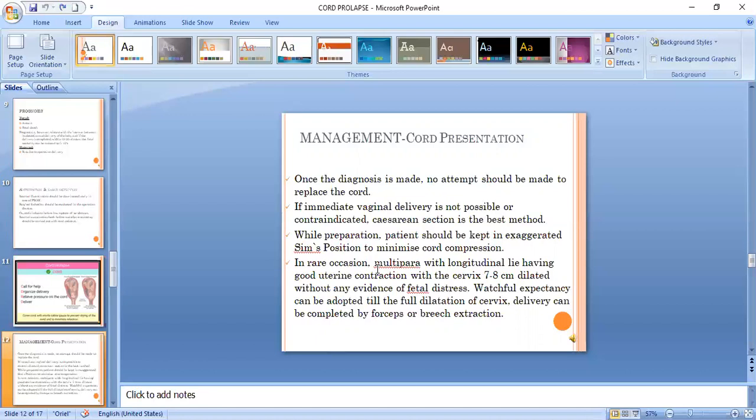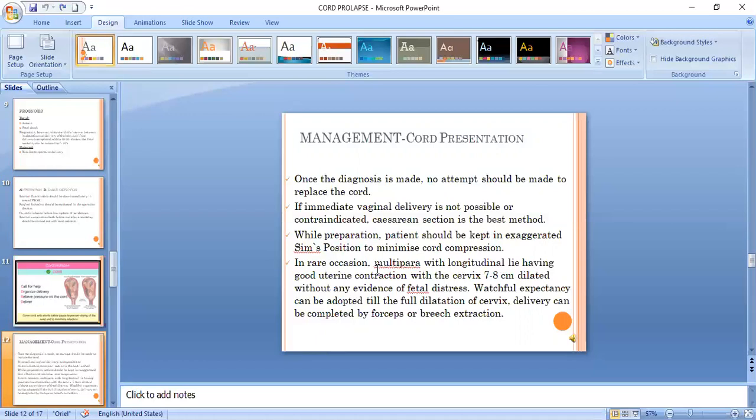And in some very rare cases, the mother may be multipara, the lie is longitudinal, there is good uterine contraction, and cervical dilatation has reached up to 7 to 8 centimeters, and the baby's condition is good. FHR, fetal heart rate, is also good.